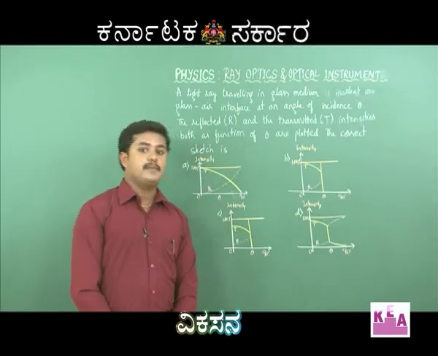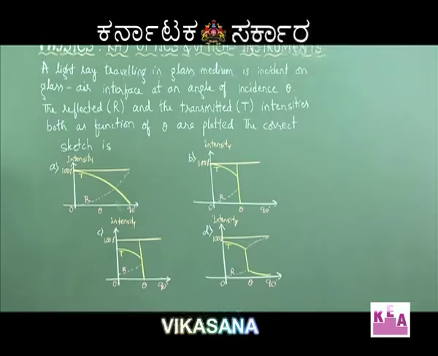Dear students, let's take up a beautiful problem which is asked in one of the previous IIT JEE papers. It goes like this: a light ray traveling in glass medium is incident on a glass-air interface at an angle of incidence theta. The reflected and transmitted intensities, both as a function of theta, are plotted. The correct sketch is... There are 4 graphs given.